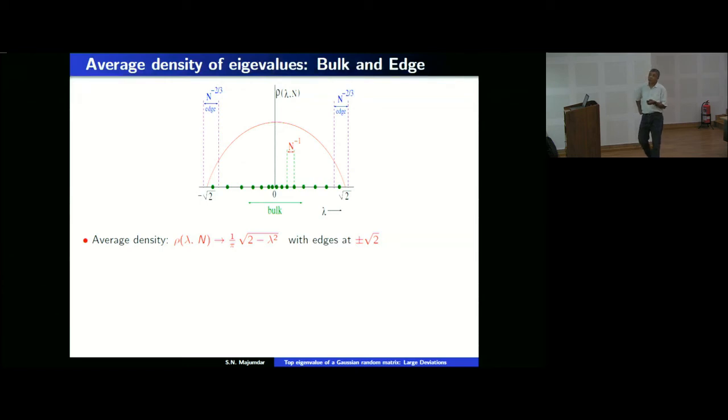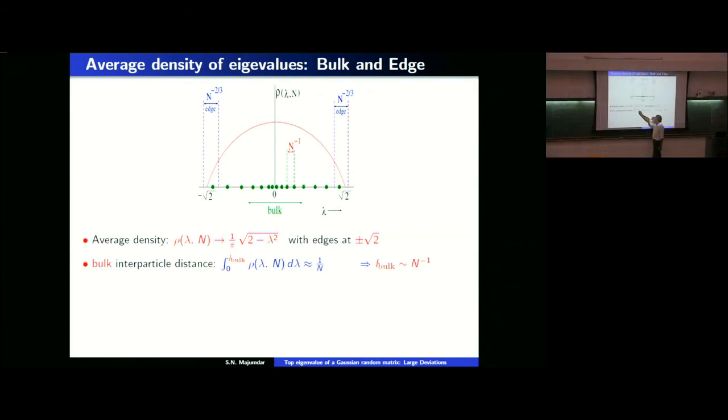How do I estimate that? It's very easy to estimate. I know the density of states. So this is just the fraction of particles between, let's say, 0 to L bulk, okay? So I just integrate the density of states over a length scale L bulk, which I don't know, okay? And I set it to order 1 over n, right? Because it's just a fraction of eigenvalues.